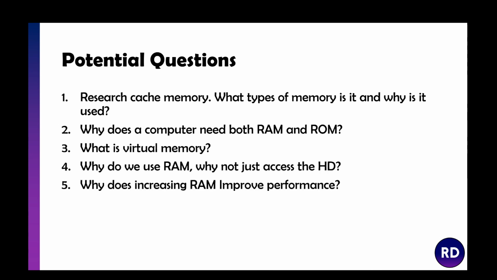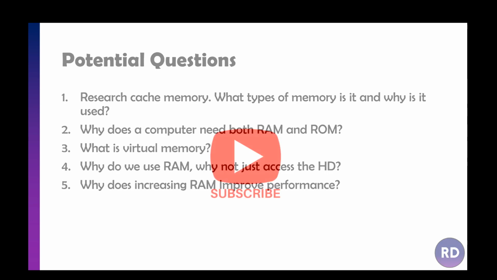So here's some potential questions you might answer. So you've got, what type of memory is cache memory and why is it used? Why does a computer need both RAM and ROM? What is virtual memory? Why do we use RAM? Why don't we just access the hard drive? And why does increasing RAM improve performance? So that's something you want to look for the video. Make sure you can answer those 5 questions.